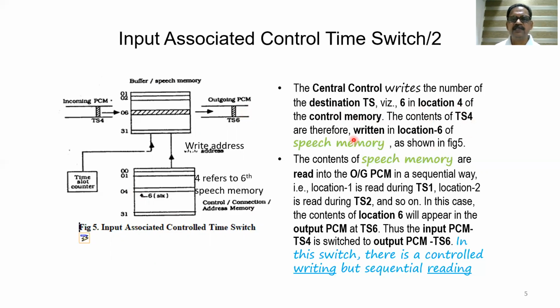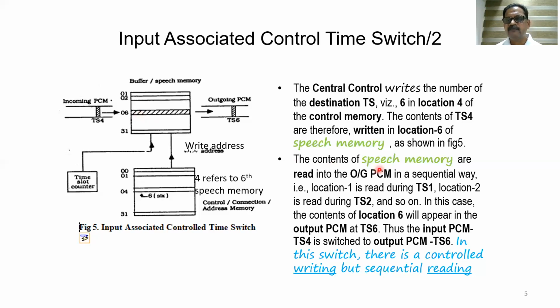The contents of the TS4 are therefore written in location 6 of the speech memory, as shown in figure 5. So the contents of the TS4 are not written in a sequential way, because it is already decided it should be read out onto time slot 6. Therefore, the binary information available in TS4, while writing itself, will be written into location 6 because it is input associated control.